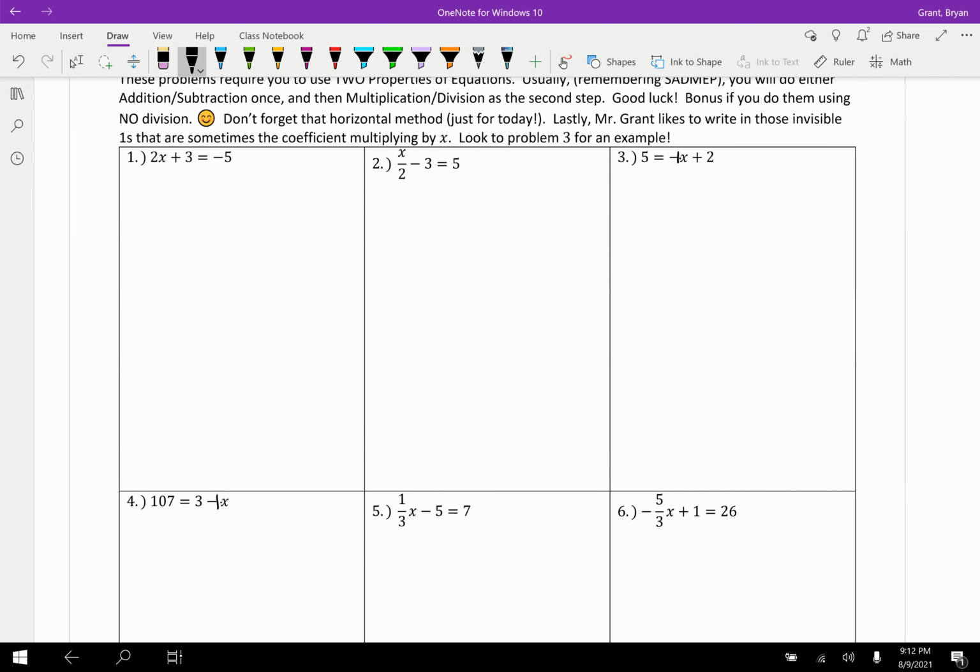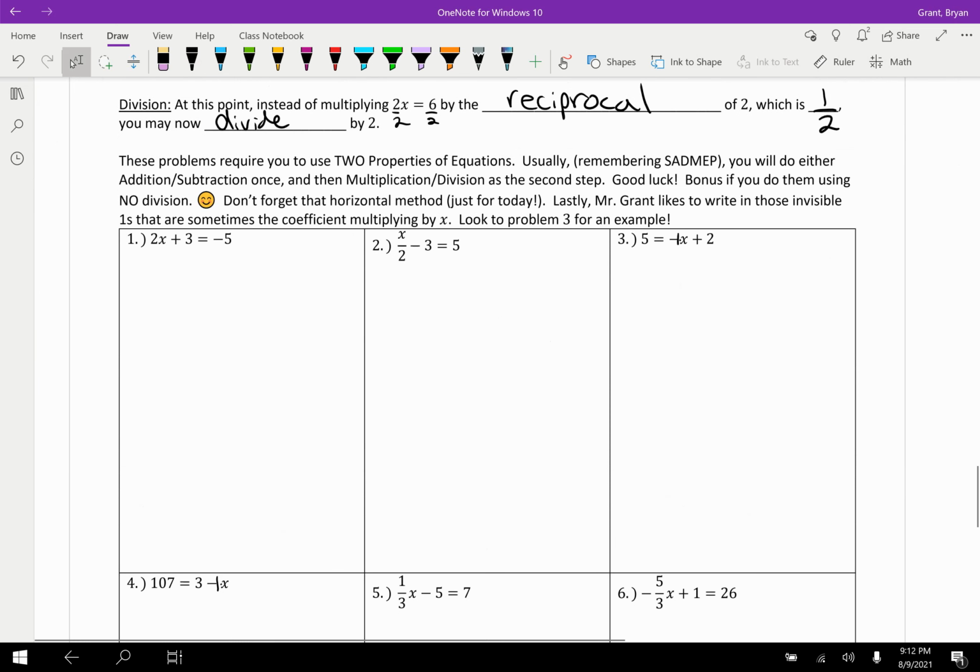So there's 6 problems here to finish us off. Your goal is to do these on your own. Don't forget we're following SADMAP, and I'll write this over here. It means your very first move is to undo addition and subtraction, then undo multiplication and division, and actually we won't tackle either of these for the rest of this semester. So, good luck. If you get stuck, you can unpause and fast forward to that, and I'm excited to see your success. Ready, set, go.